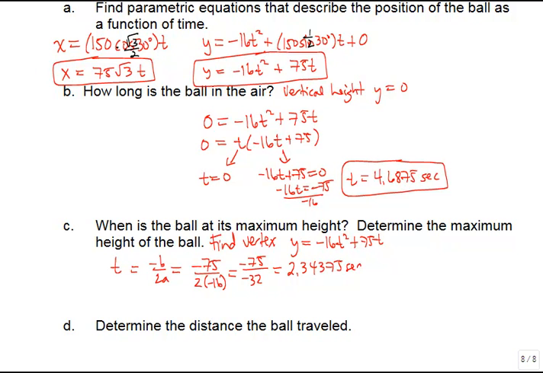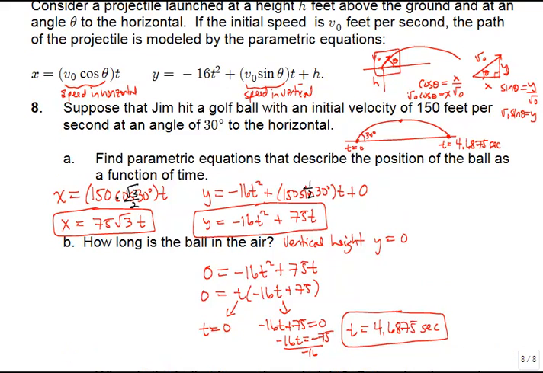2.34375 seconds. Now what's another way I could have guessed that that was the answer? Look at the picture here. This we're saying is this 2.34375 seconds. It should be exactly halfway in between the 2 times where it was 0. And if we know that it hits the ground at 4.6875 seconds, then halfway between that, it should have been at its peak.